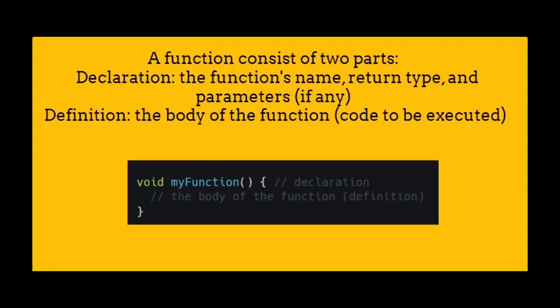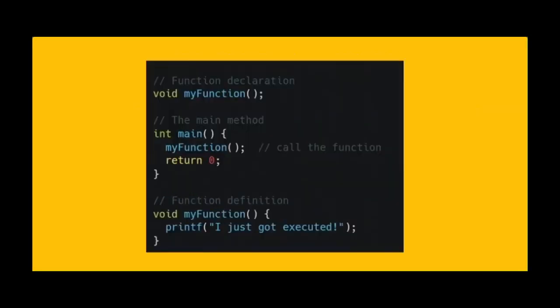A function consists of two parts. Declaration: the function's name, return type, and parameters, if any. Definition: the body of the function, code to be executed. For code optimization, it is recommended to separate the declaration and the definition of the function. You will often see C programs that have function declaration above main, and function definition below main. This will make the code better organized and easier to read.